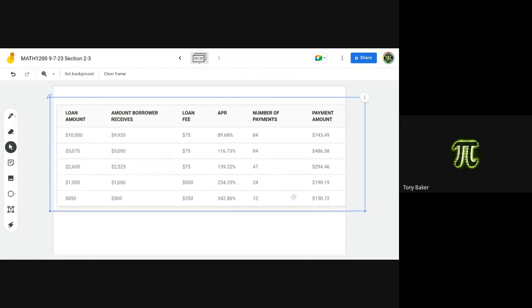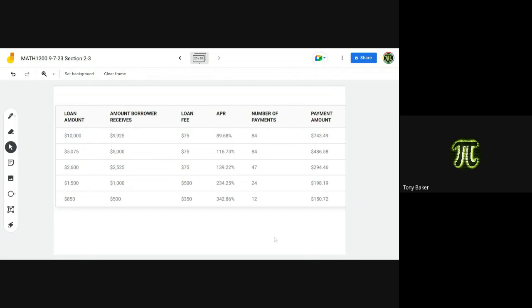So here is their loans. I don't need $10,000, I only need a couple hundred. Okay, no problem, I'll give you an $850 loan. But I'm only giving you $500 of that. I'm keeping $350 of it to start. And every month for the next year, you owe me $150. So at the beginning I only gave you $500, and you owe me $150 every month for the rest of the year. It's a 342% interest rate.